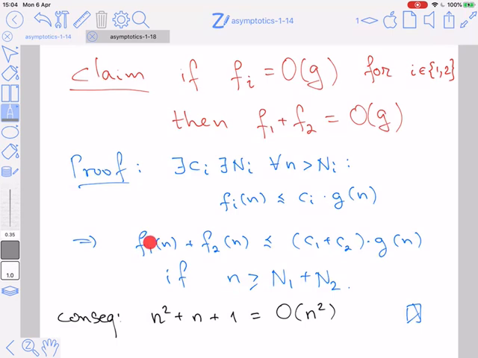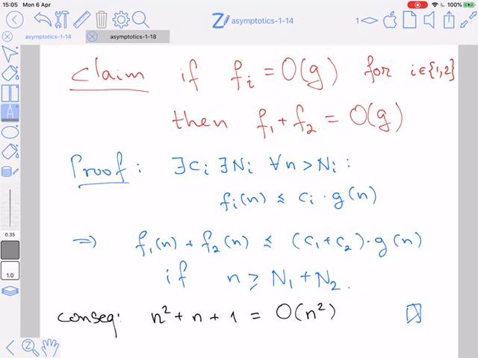Now let's take the sum of f1 and f2. Well, f1 of n is bounded by c1 times g of n. f2 of n is bounded by c2 times g of n. And this bound holds provided that lowercase n is big enough. It has to be bigger than n1 and n2. So let's take n to be greater than or equal to n1 plus n2, in which case we know that this lowercase n is sufficiently big for this inequality to hold. And we found a constant, which is in fact c1 plus c2, for which f1 plus f2 is bounded by c1 plus c2 times g.